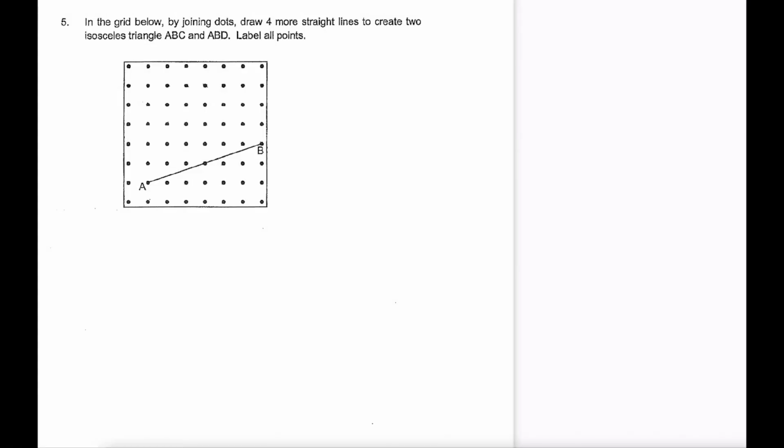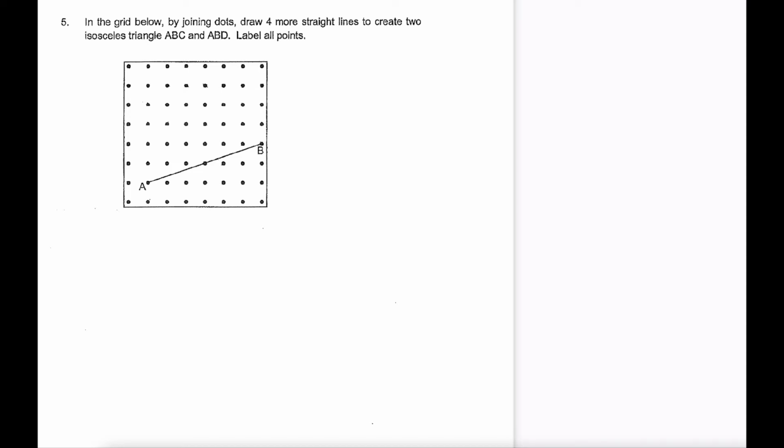Okay. In the grid below, by joining dots, draw 4 more straight lines to create 2 isosceles triangles, ABC and ABD, label all the points. And when we think of isosceles triangle, we will have 2 equal sides, right? And in order to have 2 equal sides, we have to deal with the midpoint, which is the point in the middle of the base of my isosceles triangle. I'm going to show you what I mean.